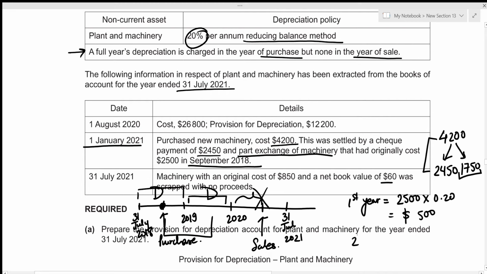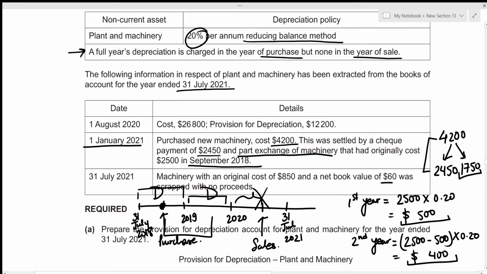Let's figure out the second year depreciation now. For the second year, we obviously have the provision for depreciation as 500 now. So we need to reduce it from the cost and then multiply it with the rate of 20% in order to figure out our depreciation charge for the year. So that's 2500 minus 500 times the rate of 20%, which we can write down as 0.20. So this gives the depreciation charge for the second year to be 400.